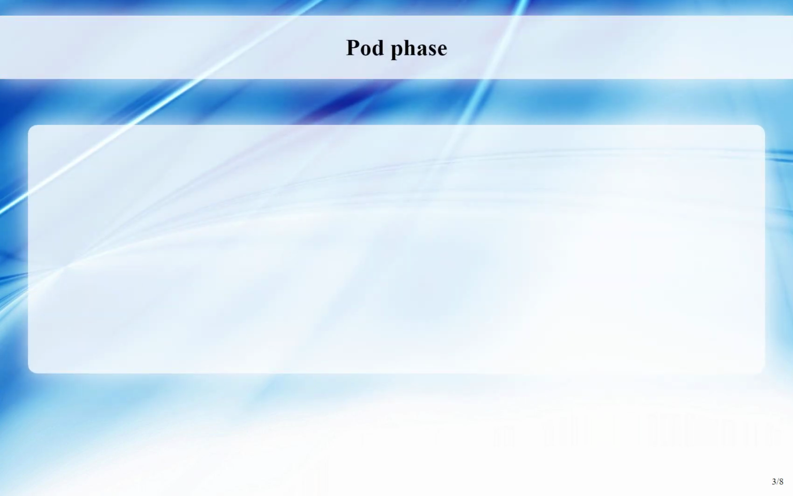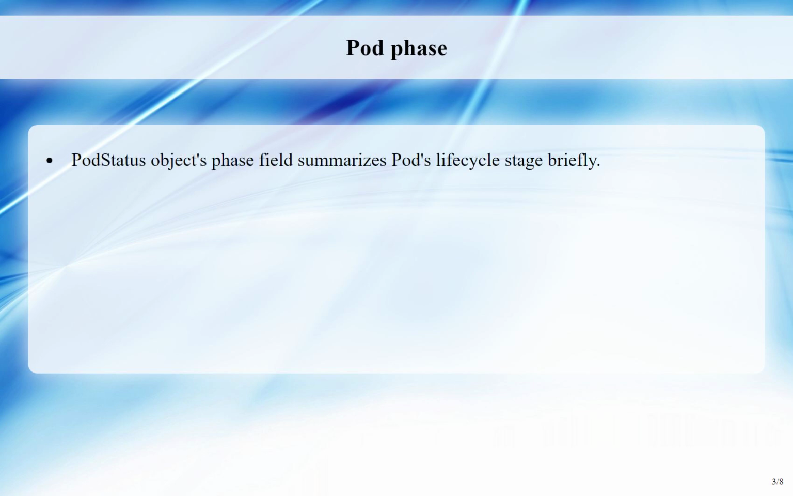Pod phase. A pod status field, represented by a pod status object, includes a phase field that summarizes where the pod is in its life cycle. The phase is a high-level overview and is not meant to fully capture the container or pod state.